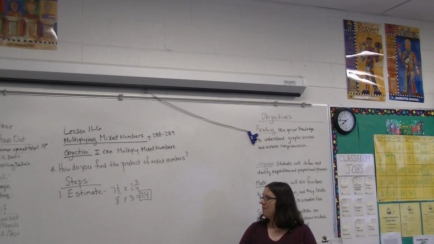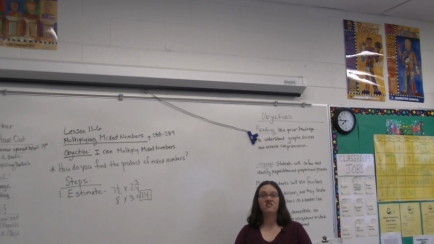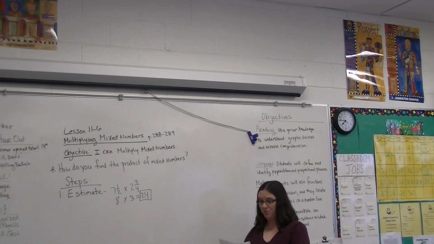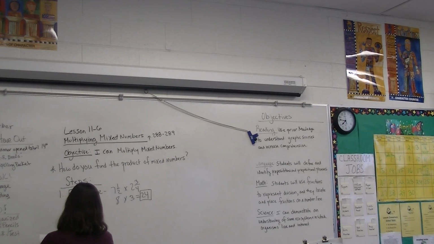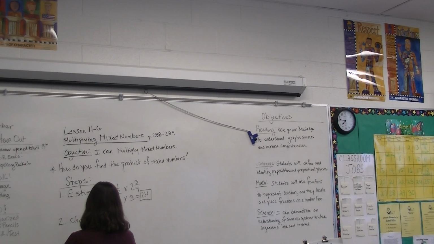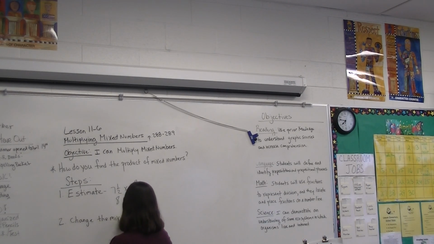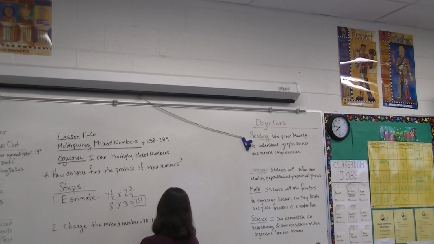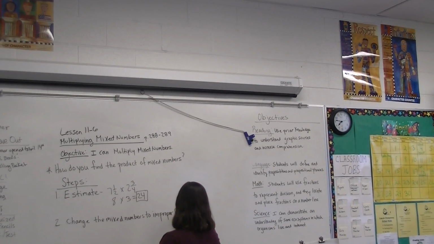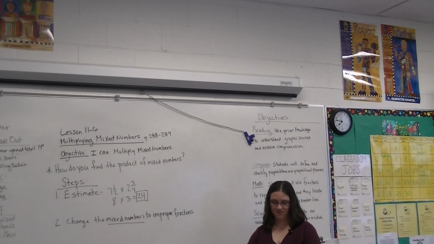All right, your next step, after you are estimating, you are going to change the mixed numbers to improper fractions. This is at the top of page 289 in your text if you need to refer to the text to see the print. So put step number 2 on here, and that is to change the mixed numbers to improper fractions. Again, step number 2, change the mixed number to improper fractions.